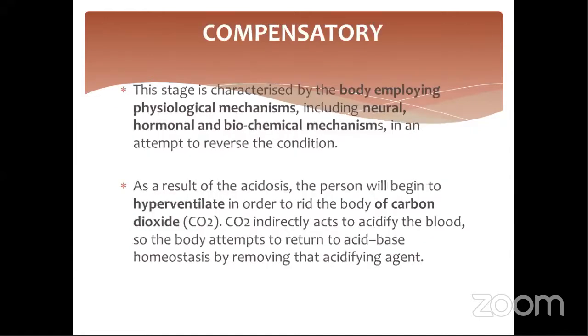The second stage is compensatory. This stage is characterized by the body employing physiological mechanisms, including neural, hormonal, and biochemical mechanisms. It is an attempt to reverse the condition. The person will begin to hyperventilate in order to rid the body of carbon dioxide, because there is a deprivation of blood supply and oxygen, so hypoxia. Carbon dioxide indirectly acts to acidify the blood, so the body attempts to return acid-base homeostasis by removing that acidifying agent.